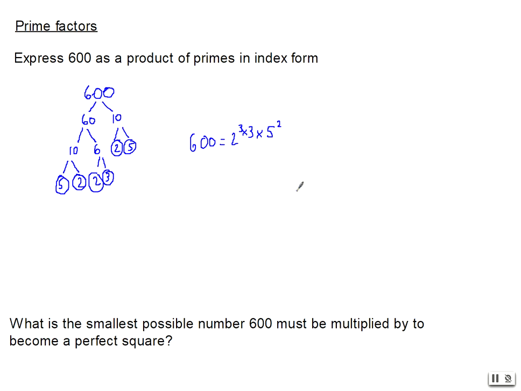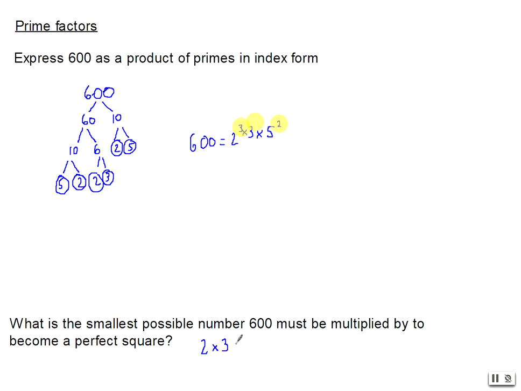Now part 2 to this question says what's the smallest number that we multiply 600 by so we create a perfect square. Now for this to be a perfect square, every power needs to be even. So what we're doing is we're looking at the numbers in index form, and for the number 2's we don't have an even amount, we have 3 of them, that's odd, so we need another number 2. For the number 3's we only have 1 of them, which is an odd amount, so we need another number 3. But for the number 5 we have 2 of them, which is even, which is great.